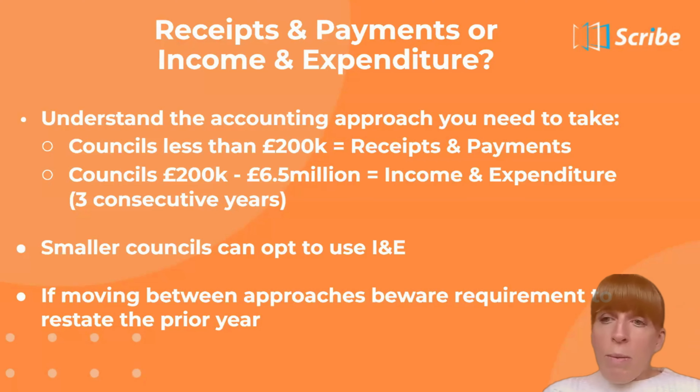Also important to note at this point, if you find yourself moving between approaches, so for example, if you have gone over the threshold for 3 consecutive years and you now need to work in income and expenditure, you will need to restate the prior year as well. So when we look at the accounting statements, we'll have the current year in the right-hand column and the prior year in the left-hand column, and both columns need to have the same accounting approach applied when filling the numbers in the boxes. So if we're moving between them, we'd need to restate last year to bring it in line with the current year that we're working with. So that's another consideration of things that we can prepare for if we know we need to do so.